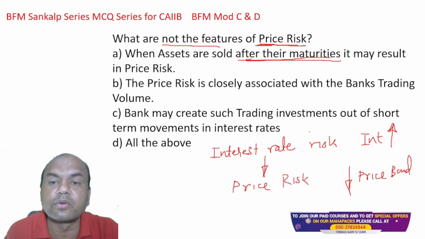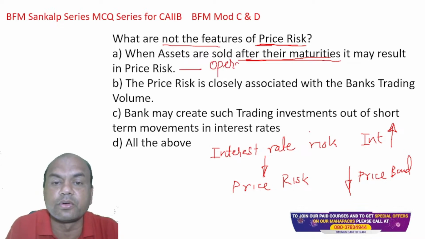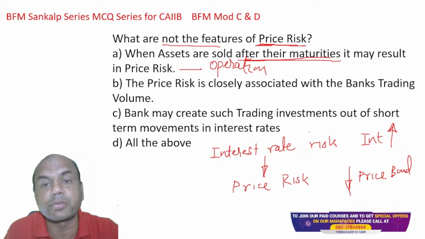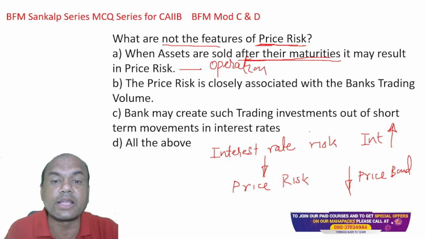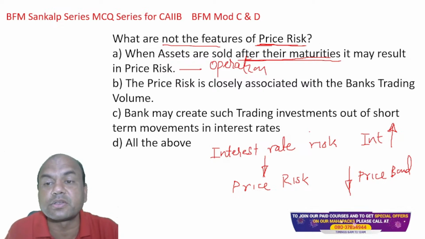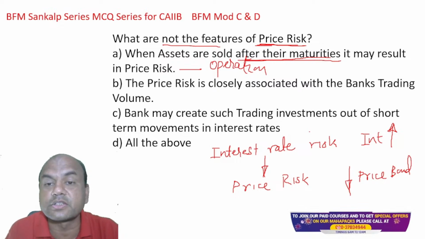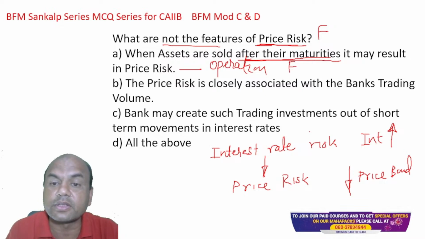Up to the maturity, only the price risk is there. This is known as operations risk. This is part of operations risk. If you hold the bonds after the maturity also, it means your operation team is not working properly. So when the assets are sold after the maturity, it may result in price risk. So it is not a feature. We want the false one, and this is the false one. Okay, so this is true.